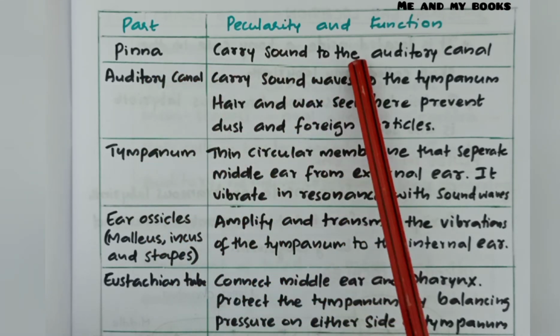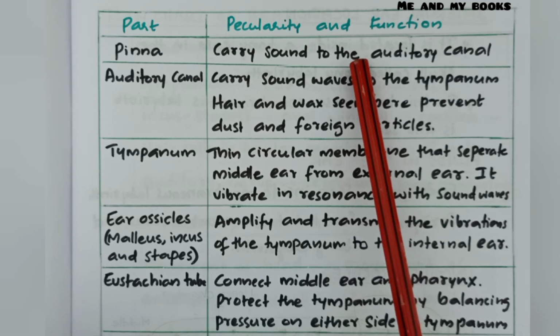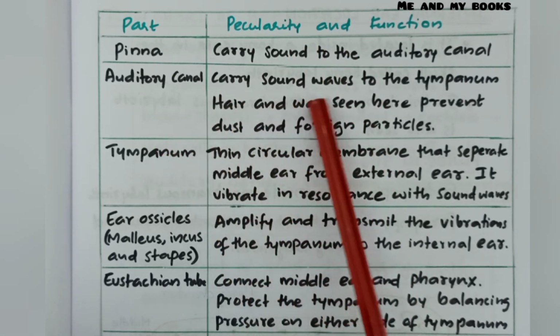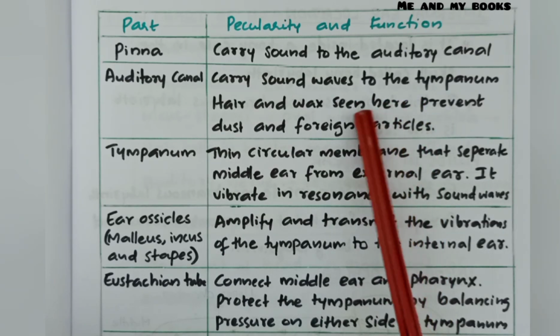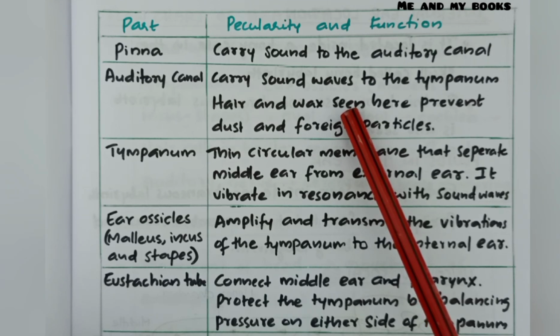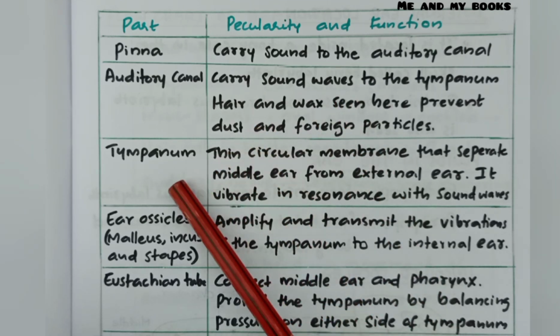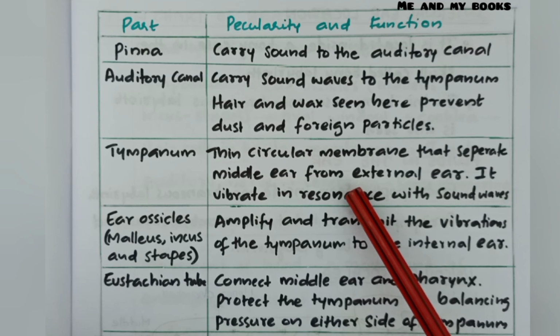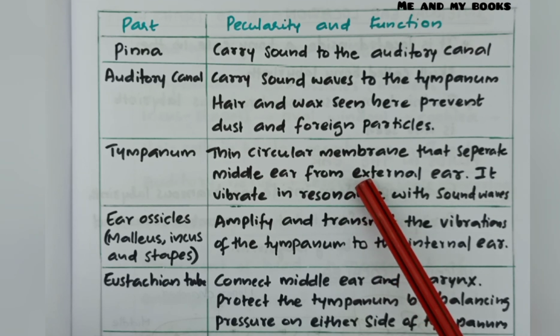First one, pinna, carries sound to the auditory canal, and next part, auditory canal, carries sound waves to the tympanum. Hair and wax seen here prevent dust and foreign particles. And next part of the external ear, what is that? Tympanum, a thin circular membrane that separates middle ear from external ear. It vibrates in resonance with the sound waves. These three are the parts of external ear.